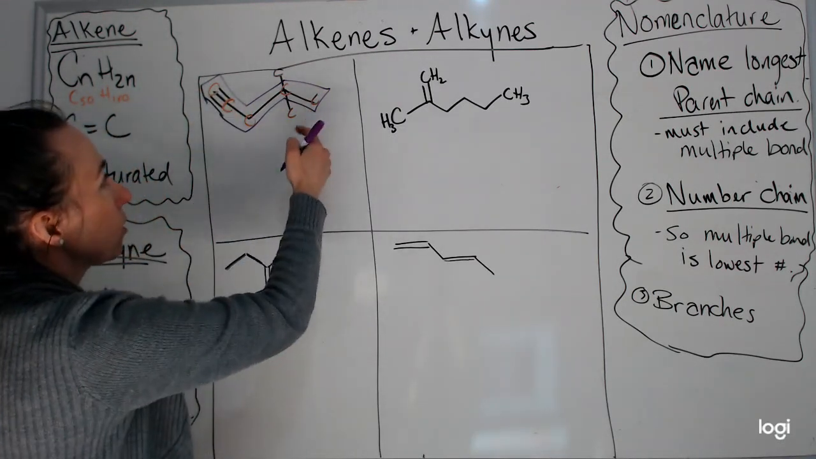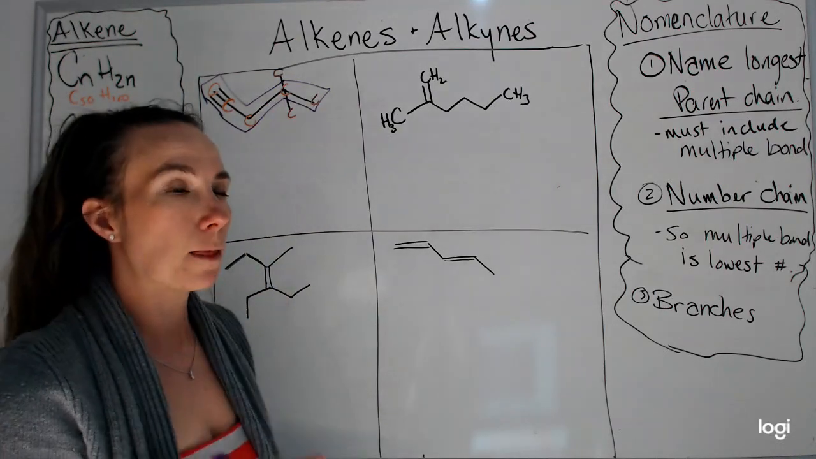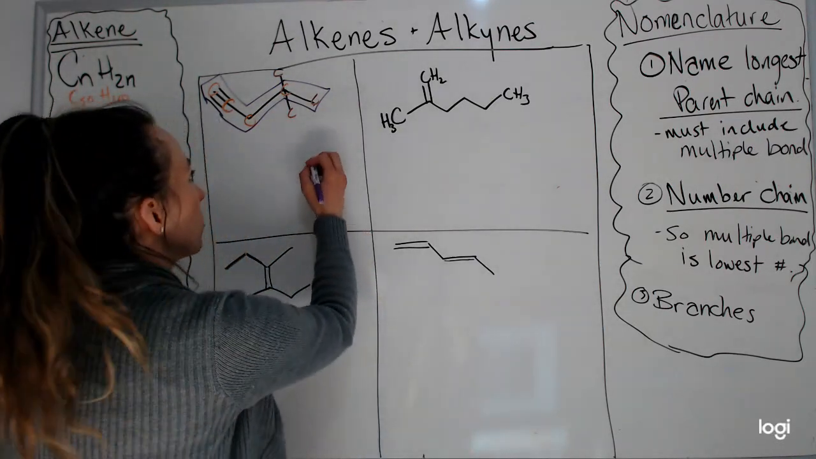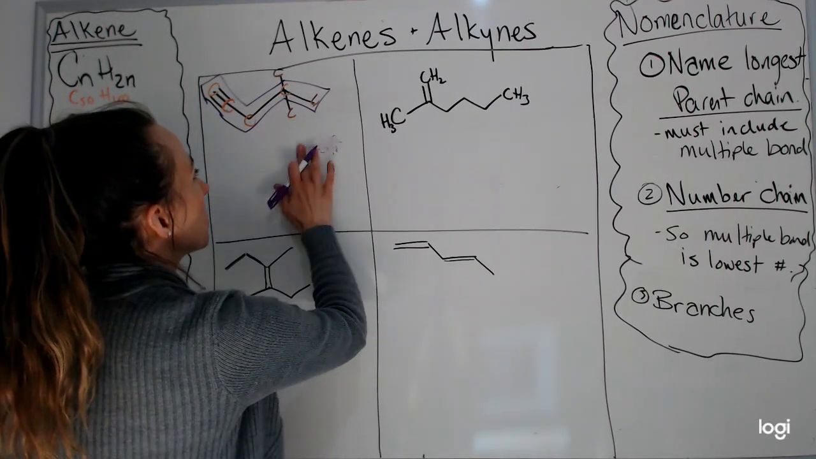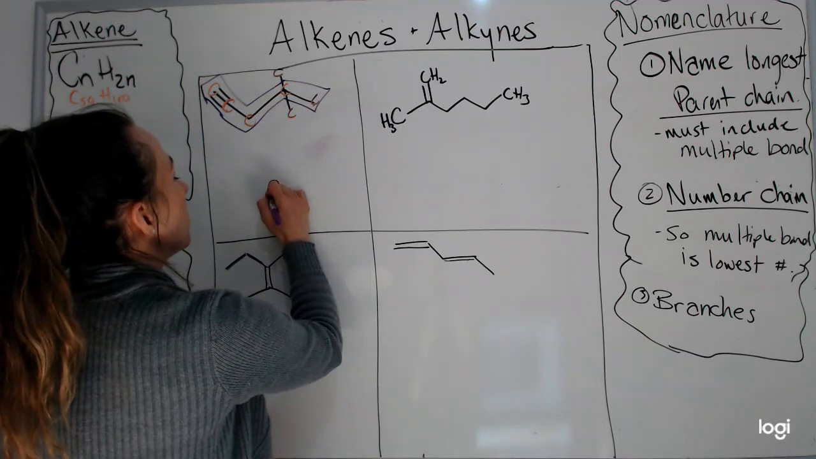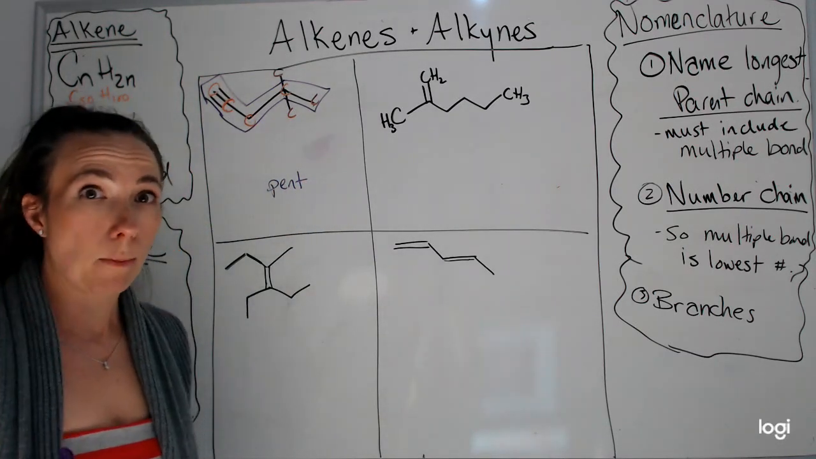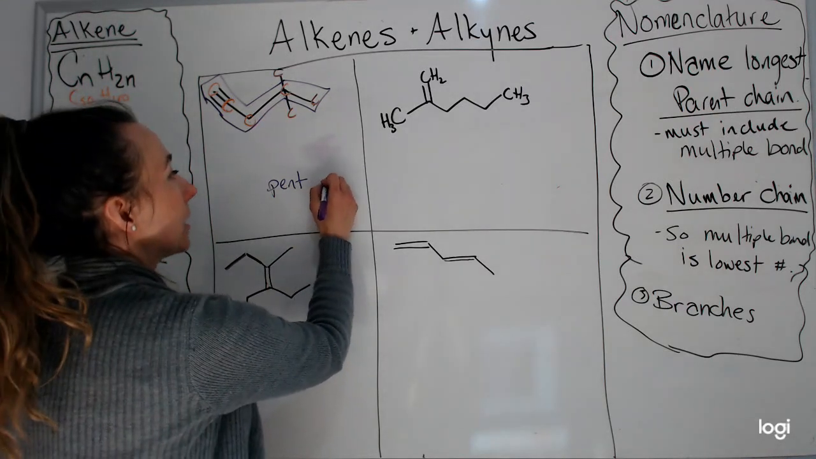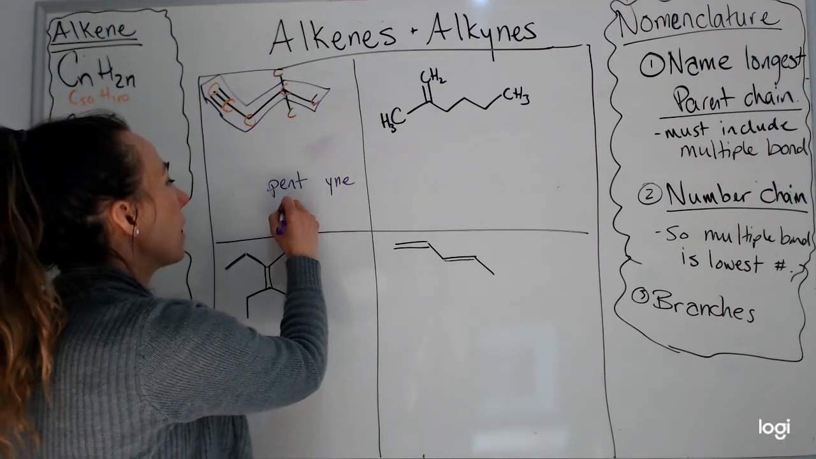So this is my longest parent chain here. 1, 2, 3, 4, 5 carbons long. So how do I say 5 in organic chemistry? I say pent. Now, these have a triple bond in it, so I'm going to end it in -yne to say I have a triple bond. So I have 5 carbons.